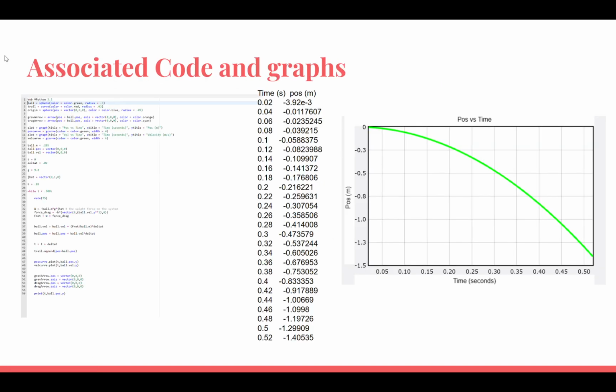Here was the associated code for that model. I put all the initial conditions in and created a graph for the data to be inputted into. Then we have the iteration, which finds the slinky's velocity and position at each delta t. I set delta t to be 0.02, so at each time step we have a different position and different velocity. Here are the associated data points for time versus position, and here it is graphed.